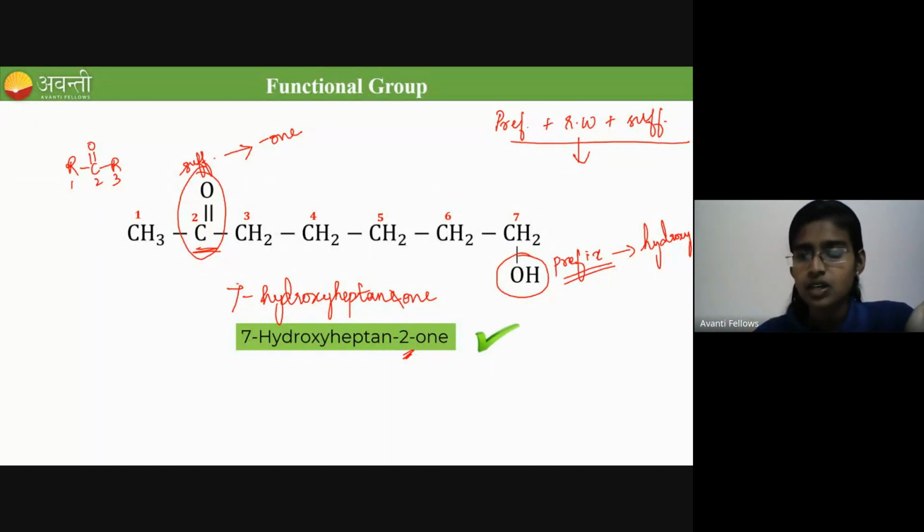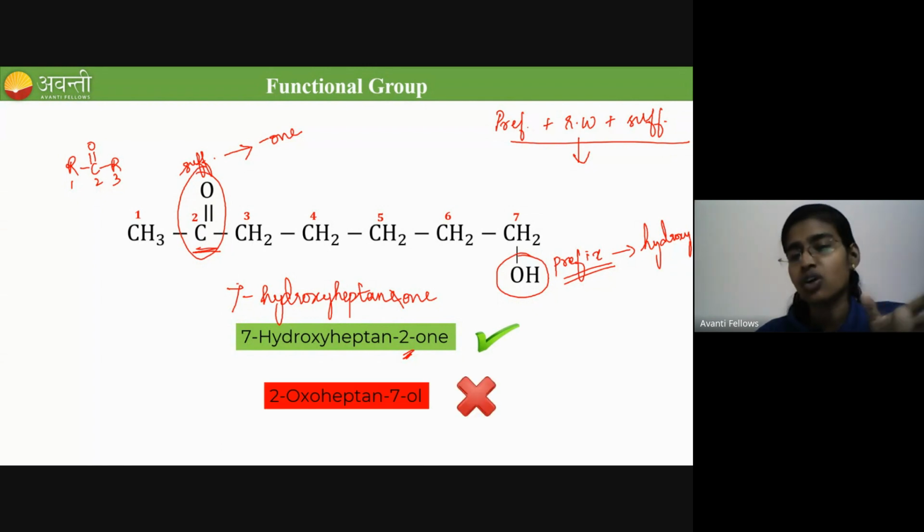Okay. So heptane 3-one. 2-oxoheptane 7-ol is wrong. Why is this naming wrong? Because in the priority list, alcohol will be in the second position. So it is the suffix. That's why it is wrong.